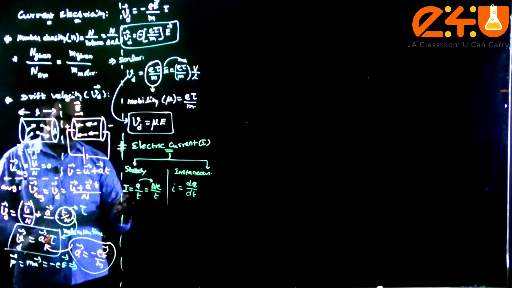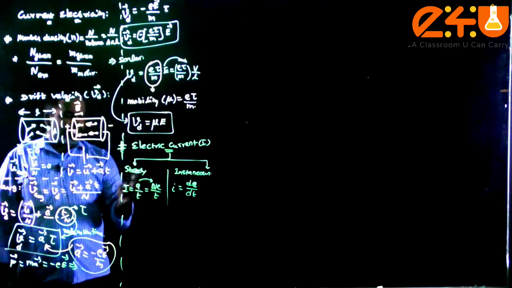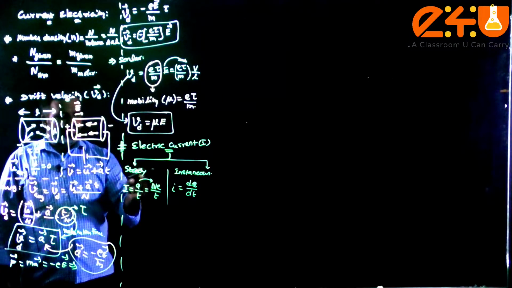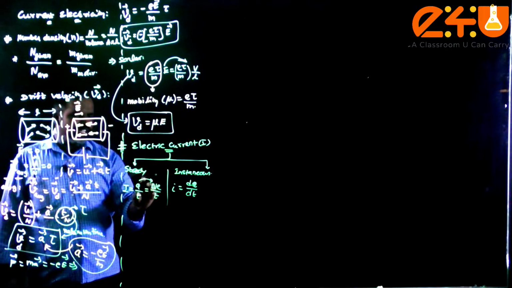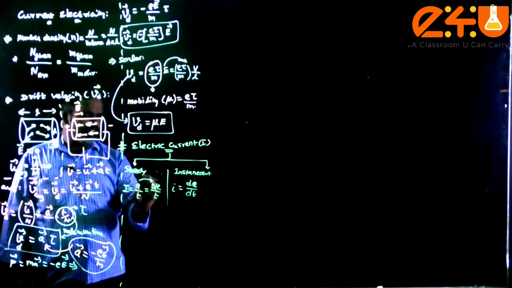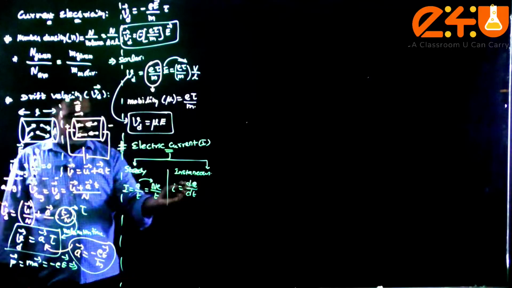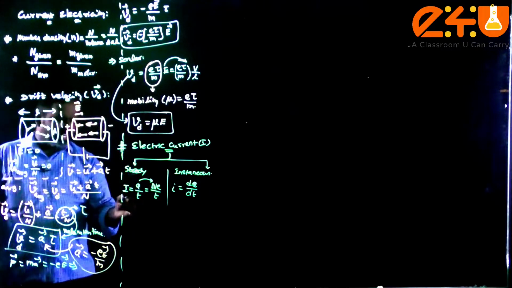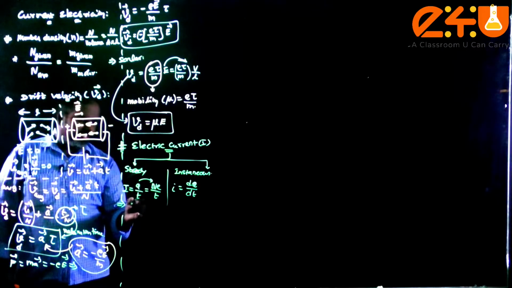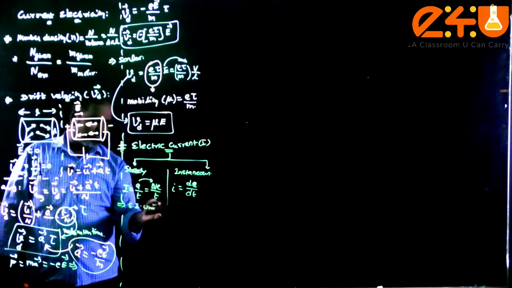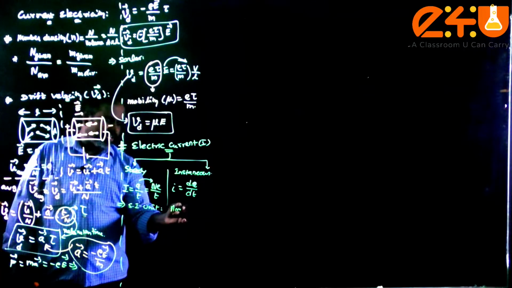So what is the main difference between these two? In steady current, the amount of charge crossing through the given section or area of cross section will be constant. But in the other, the number of electrons crossing per unit area will be different. That is the main thing. And you are all very familiar with the unit. The SI unit of current is ampere.